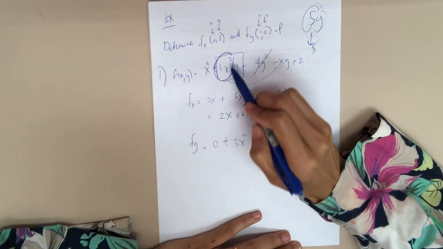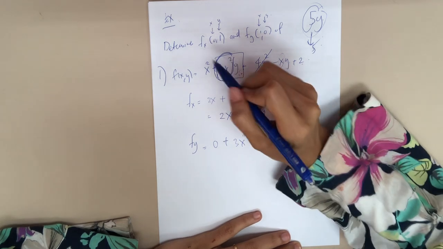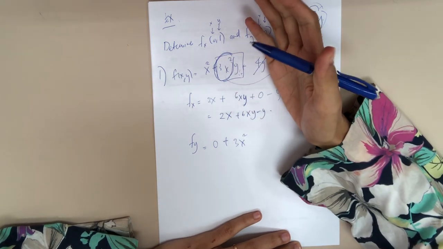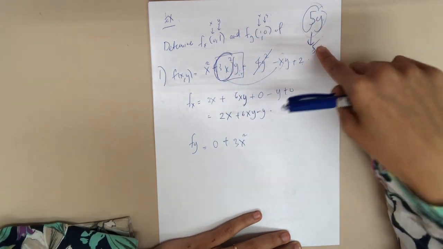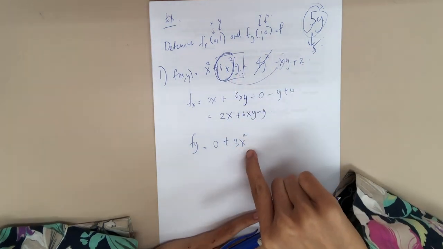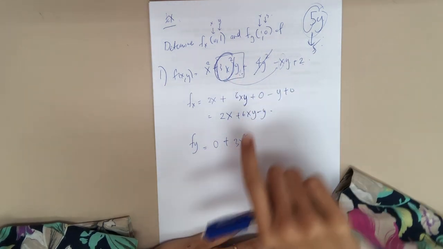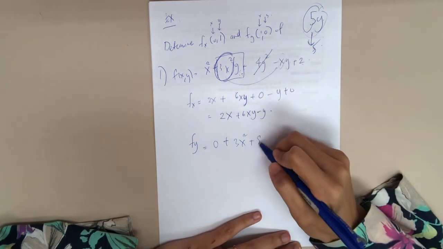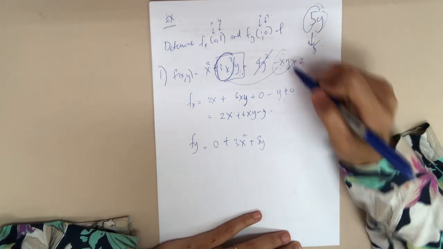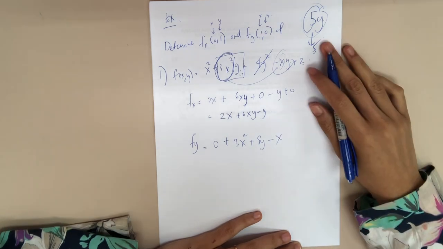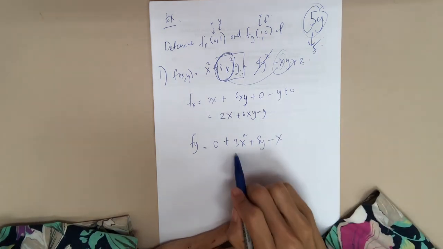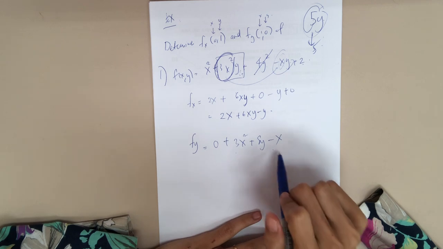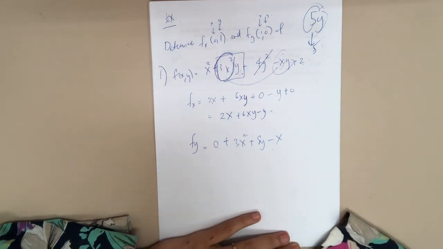So 3x squared, let's say we assume this 3x squared is 5. You put 5 here, so it means you will put 3x squared here. Then we proceed to the third term here, 4y squared, which will be 8y. And this one will be negative x. So 3x squared plus y minus x. This is the answer.